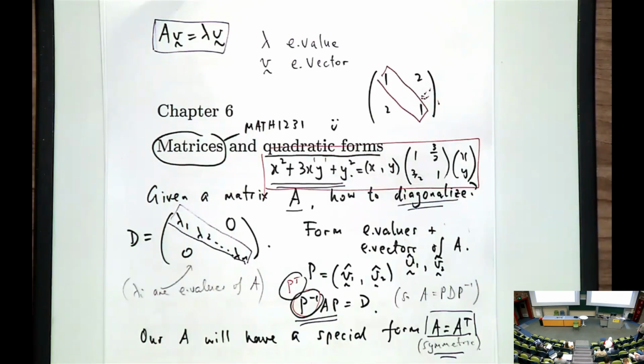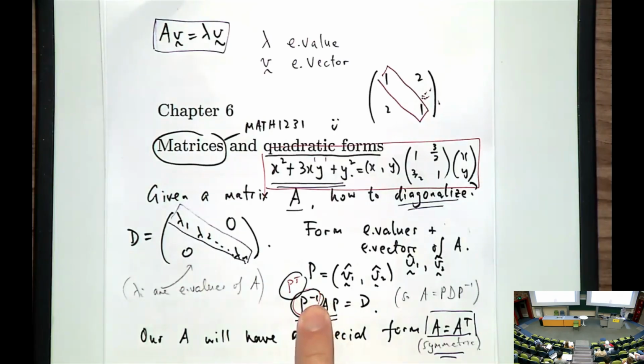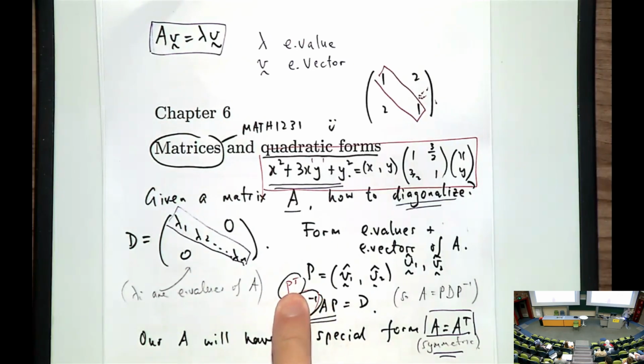Is P always symmetric? No. So the nice thing about P here is that the inverse and the transpose are the same. So if it was symmetric, P inverse would have to be P transpose, right? But it's not necessarily true. Yeah. So to answer your question, no, but the inverse is symmetric. The inverse of P is symmetric, I think.